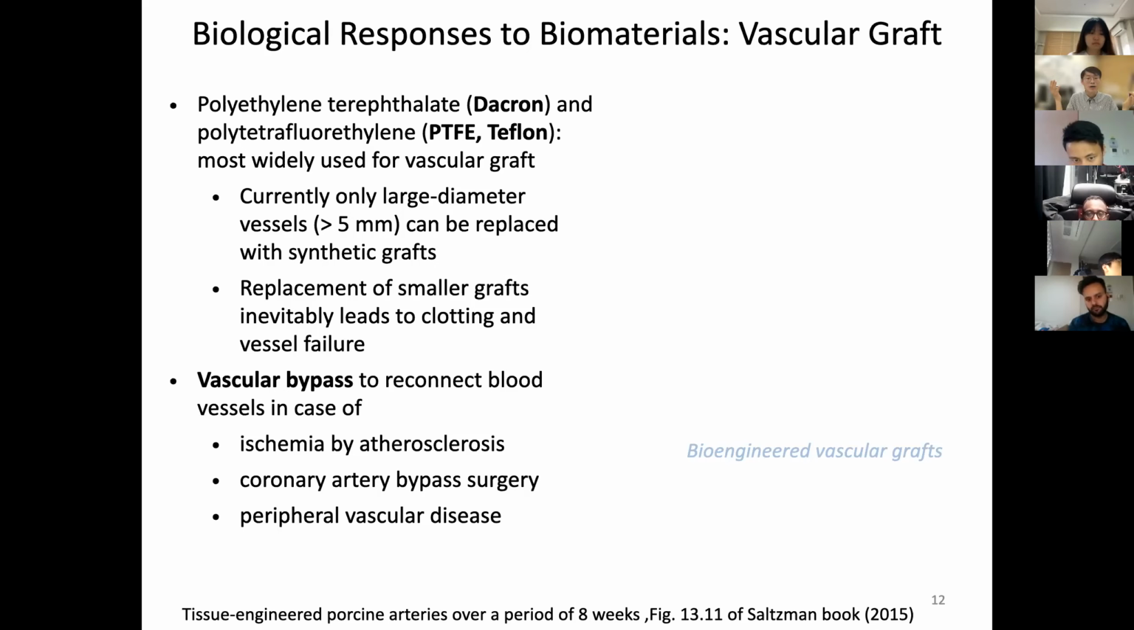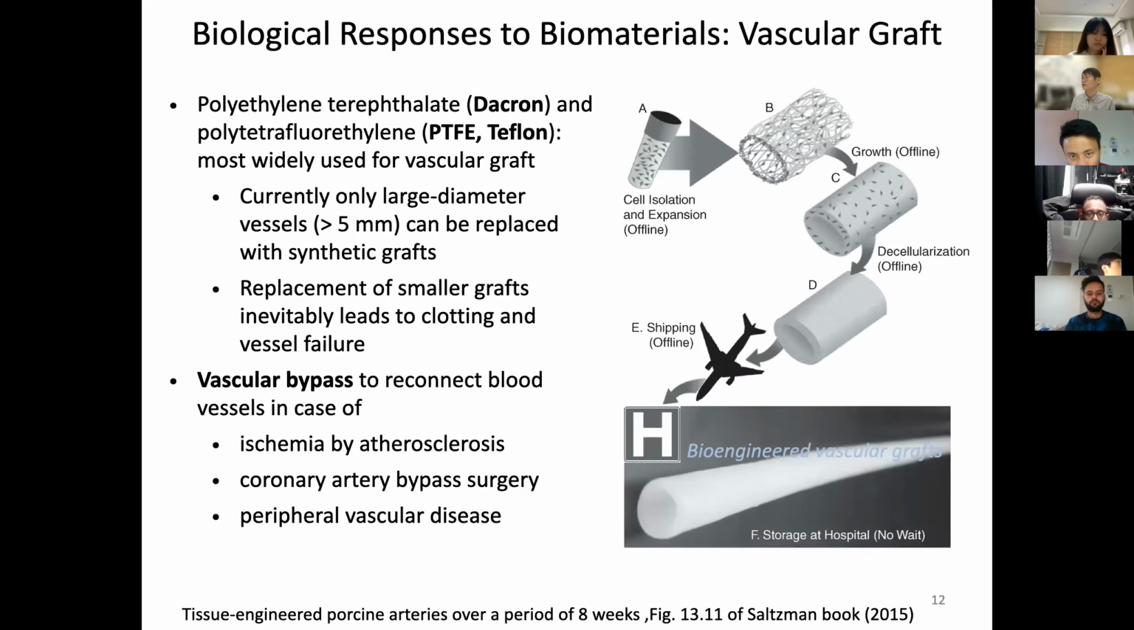So there's a lot of need for artificial blood vessels, and for that, how can we do this? This is an example of a vascular graft. The problem of taking this from another body into mine is immune rejection. So one idea is using proteins to make the scaffold.